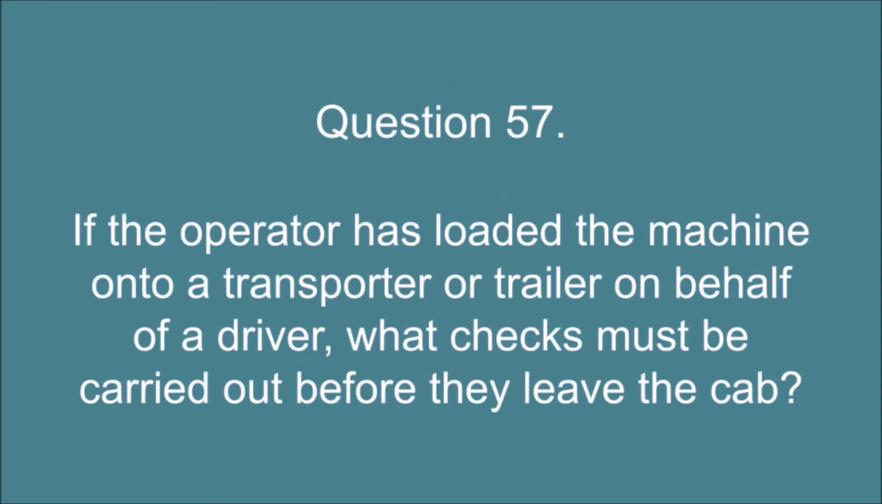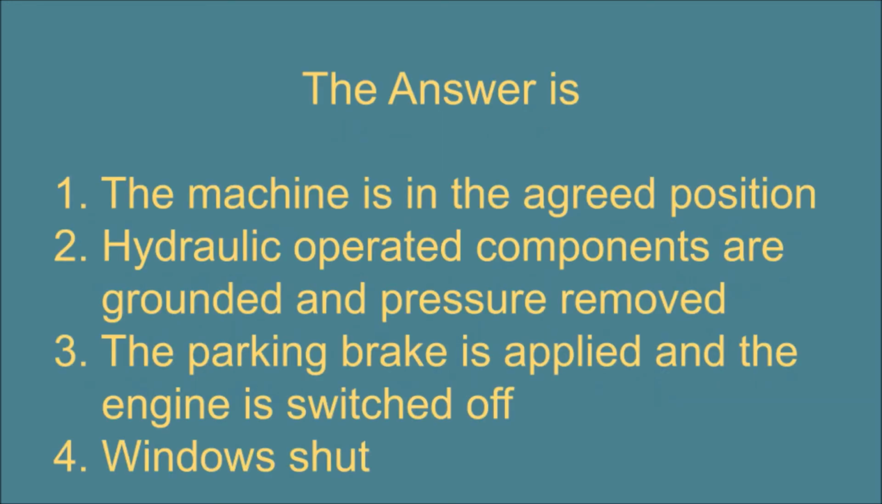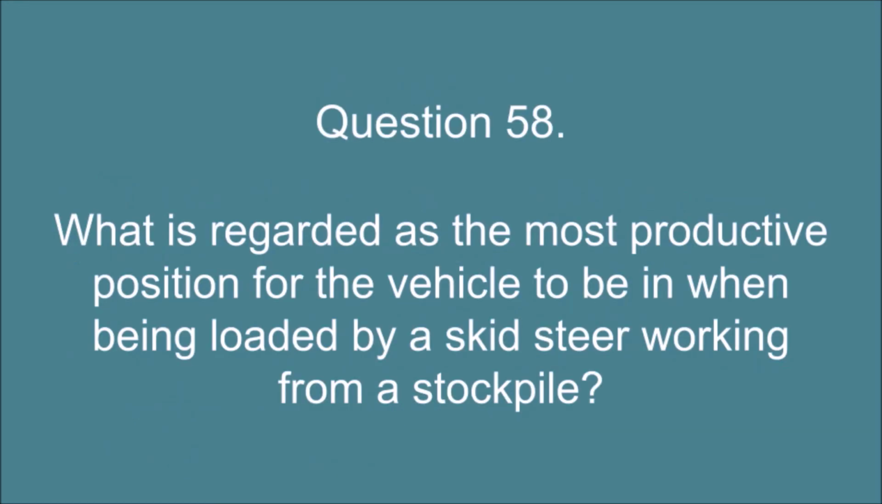Question 57. If the operator has loaded the machine onto a transporter or trailer on behalf of a driver, what checks must be carried out before they leave the cab? The answer is 1. The machine is in the agreed position. 2. Hydraulic operated components are grounded and pressure removed. 3. The parking brake is applied and the engine is switched off. 4. Windows shut.